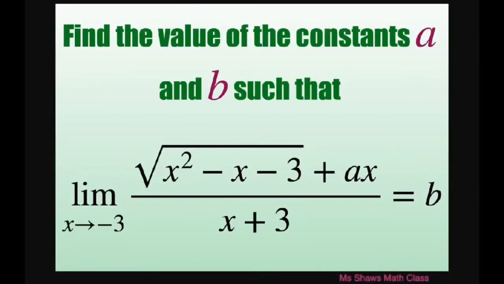Everyone. We're going to find the value of the constants a and b such that the limit as x approaches -3 of square root of x squared minus x minus 3 plus ax, all divided by x plus 3, equals b. So we know a limit exists because it equals some constant b.